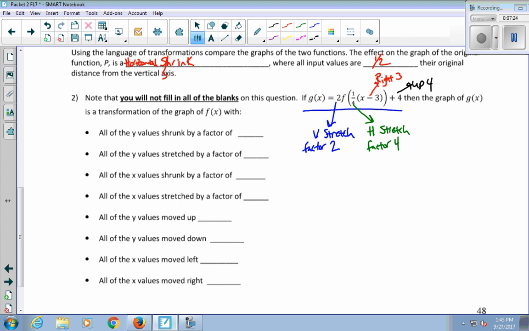All right, so I'm just going to fill in. All the y values shrunk by a factor of, that one does not apply because the y values are getting stretched. All the y values are stretched by a factor of 2. All the x values are shrunk by a factor of, that doesn't apply because the x values are stretching. All the x values are stretched by a factor of 4. All the y values moved up 4. They did not move down. All the x values moved left. That didn't happen because they moved right 3.